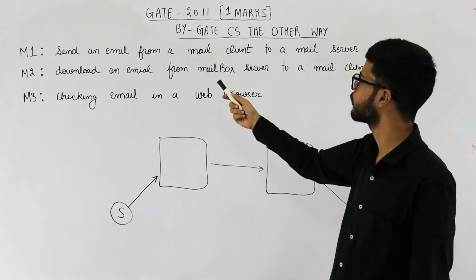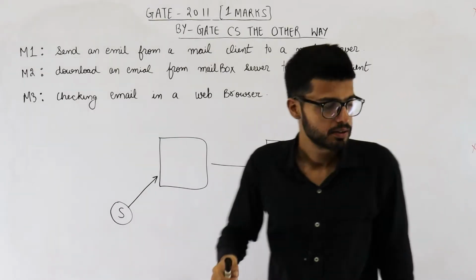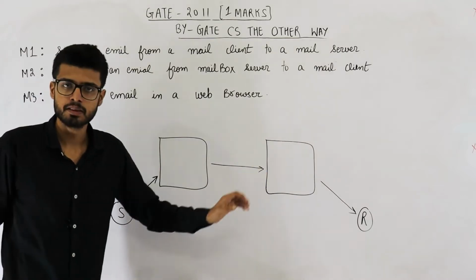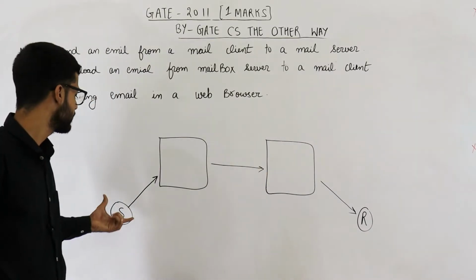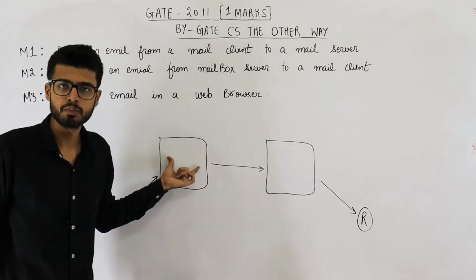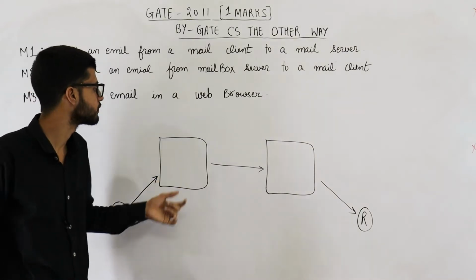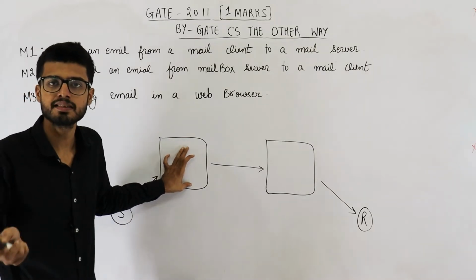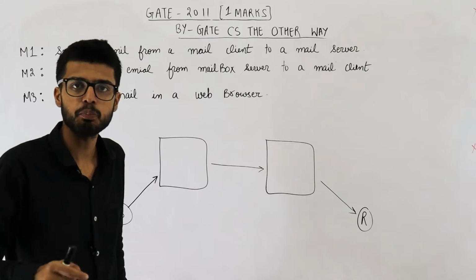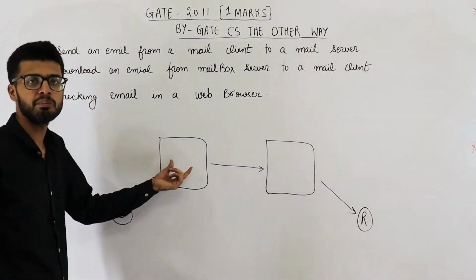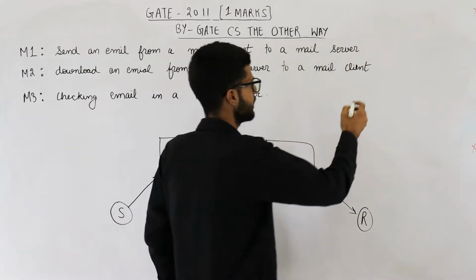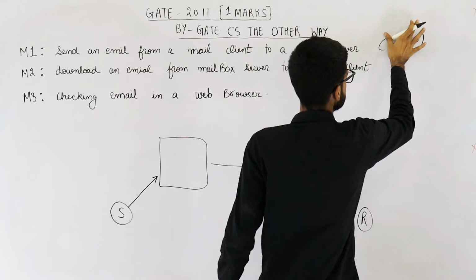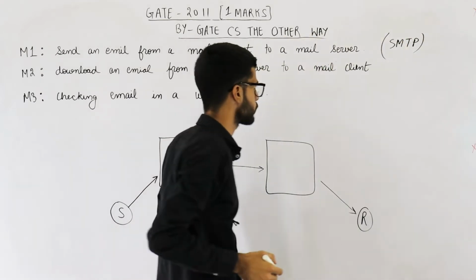M1 is send an email from a mail client to a mail server. Suppose this is the sender and that one is the receiver. Sender wants to send some email to the receiver. Step 1 will be to send that email to your own mail server. For sending email from here to here, the protocol that is used is SMTP. SMTP is a push protocol, so you are pushing email onto this server. So the answer for M1 is SMTP, Simple Mail Transfer Protocol.